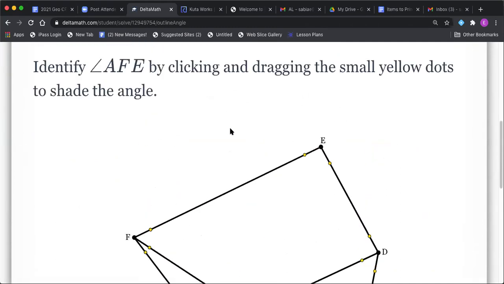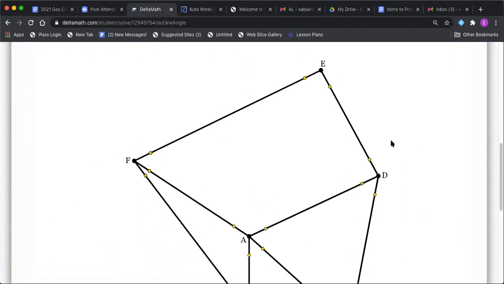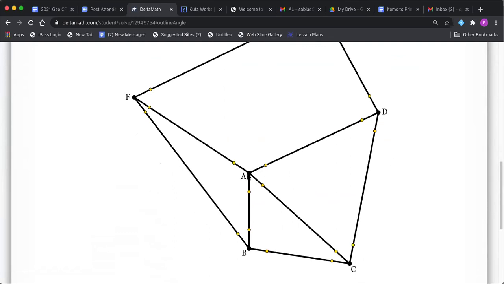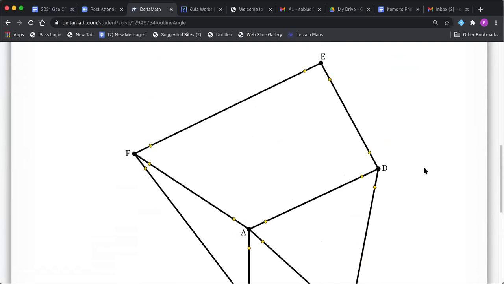Okay. So I wanted angle AFE. So I'm going to come down here. I'm going to start at A. It might be helpful to trace it with your finger too at first. So AFE, I want to start at A, go to F, and end up at E. So that means I want to shade this part right here, and just that angle, that's angle AFE. So let me erase this, and I'm going to grab the yellow dots and shade from one to the other. There it is. There's angle AFE.